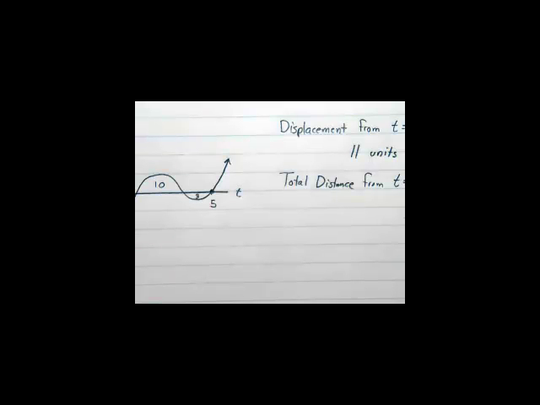Okay, what about total distance then? Just add them all up, right? What do we get when we add them all up? What was it? 33? Yeah, it should have been 33.